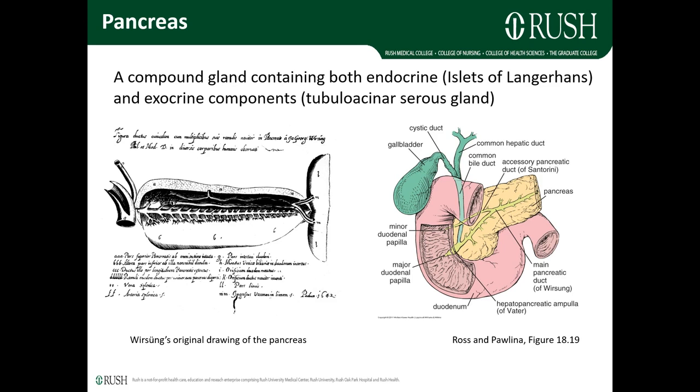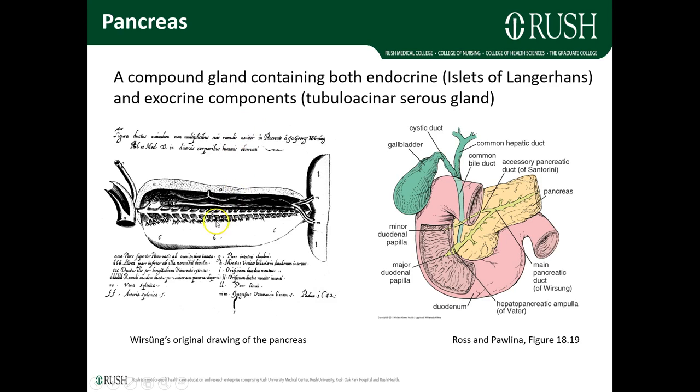Moving on to the pancreas. This is a compound gland that contains both the endocrine as well as the exocrine portions. The endocrine portion is contained within a well-defined set of cells and is called the Islets of Langerhans. The exocrine portion forms the majority of the mass and contains serous glands of tubuloacinar type.